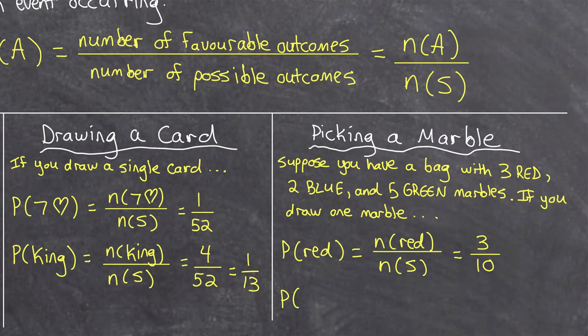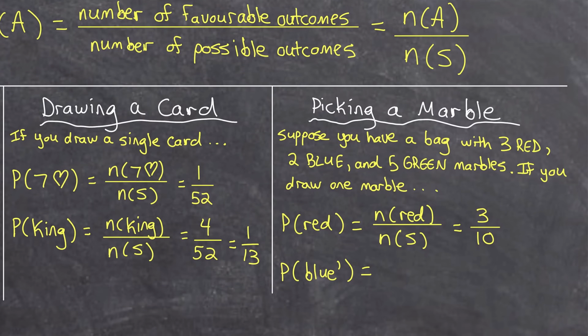It's going to look a little bit different. Let's calculate the probability that you don't draw a blue marble. This notation here, this apostrophe after blue, means the complement of the probability of drawing a blue marble. That means the probability of not drawing a blue marble. So I'll make a little note of that.